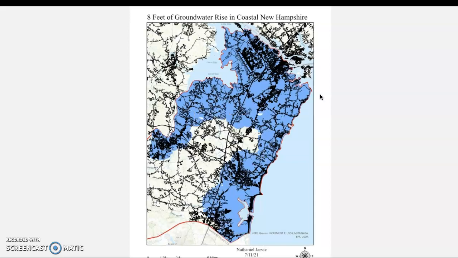And so these are the areas that would be impacted if there was 8 feet of rise due to a rising sea level. There's a lot more area impacted, and this is just a little small section of New England, and this would be happening elsewhere in America and the world.